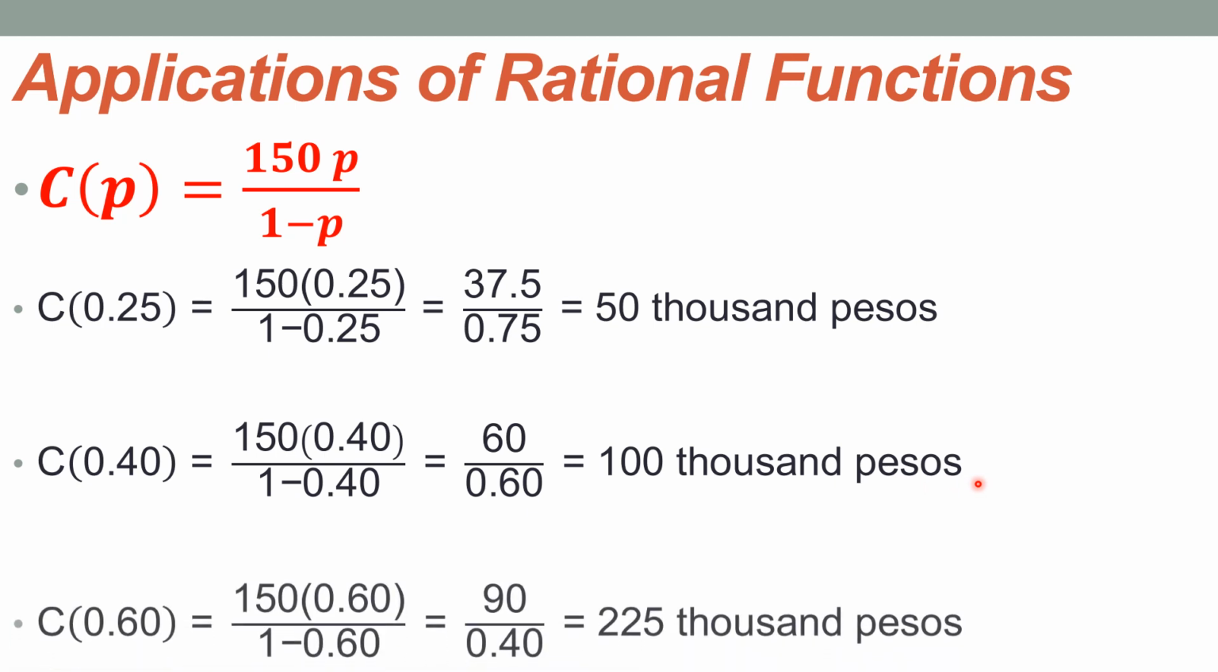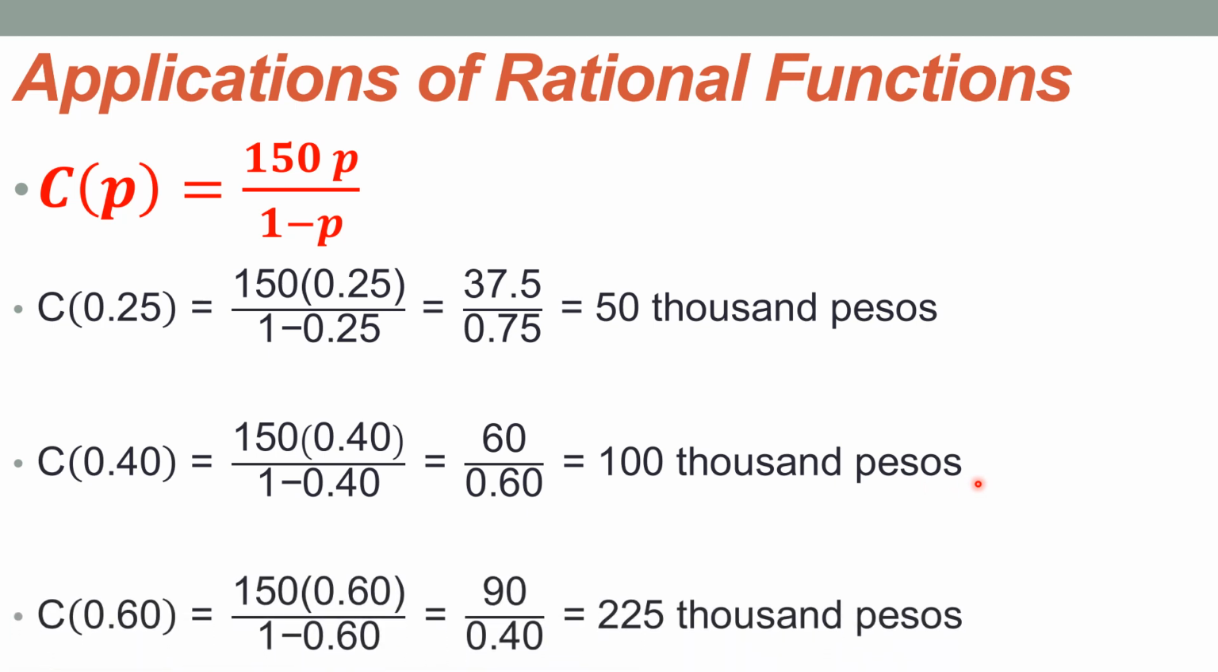And if the percentage of the population is 60%, we have 0.60 here. C of 0.60 is equal to 150 times 0.60 over 1 minus 0.60. 150 times 0.60 is 90. 1 minus 0.60 is equal to 0.40. 90 divided by 0.40 is equal to 225, or the total cost is 225,000 pesos.